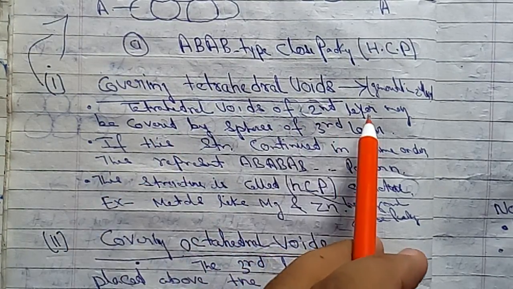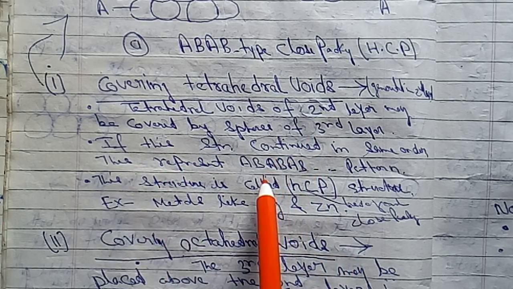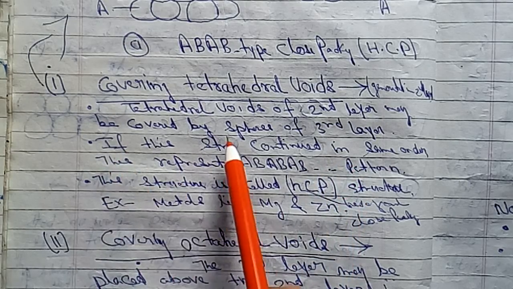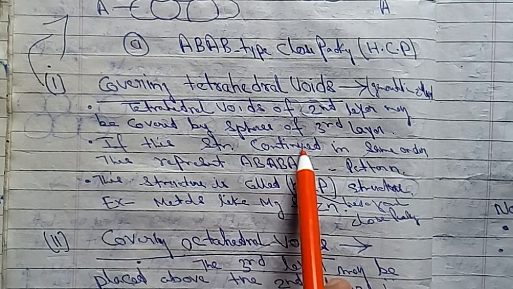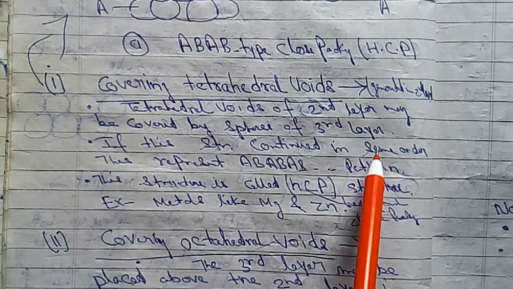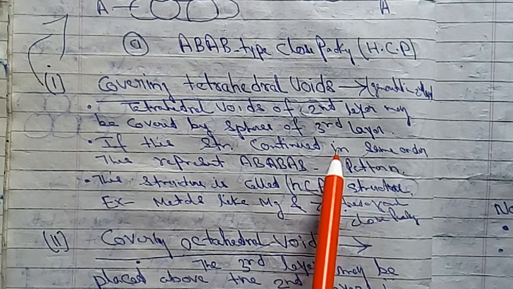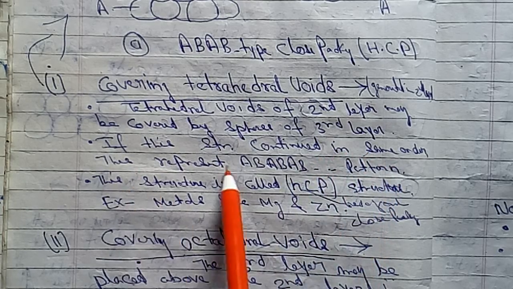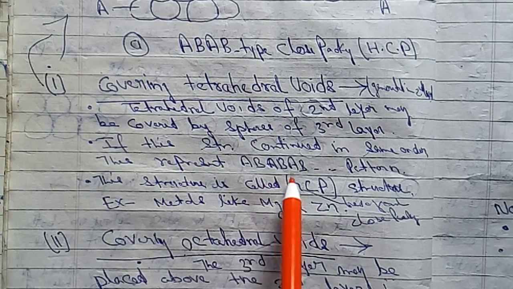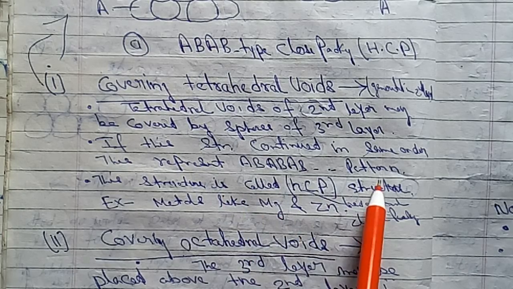Now, covering tetrahedral voids. We have already seen on the last page how the tetrahedral void was covered on the second layer. The tetrahedral void of the second layer may be covered by a sphere of the third layer. So the tetrahedral void, which is created by the four atoms of the first and second layer, can be covered by the sphere of the third layer. If this structure continues in the same order, this represents AB, as we have seen above. So the pattern is made.